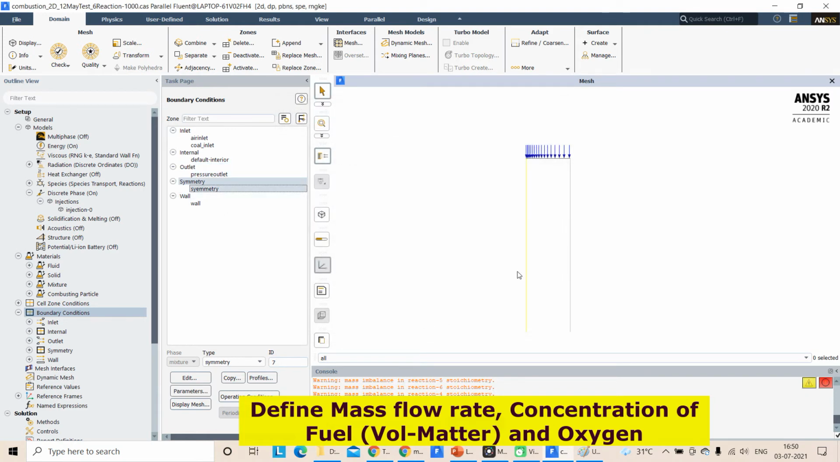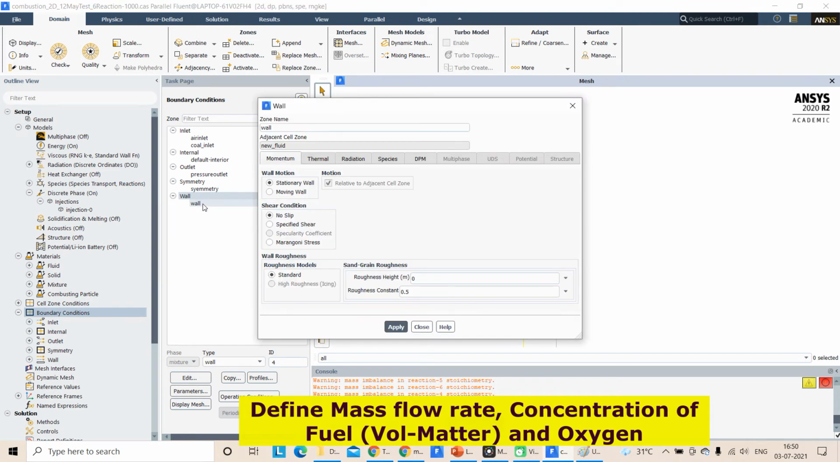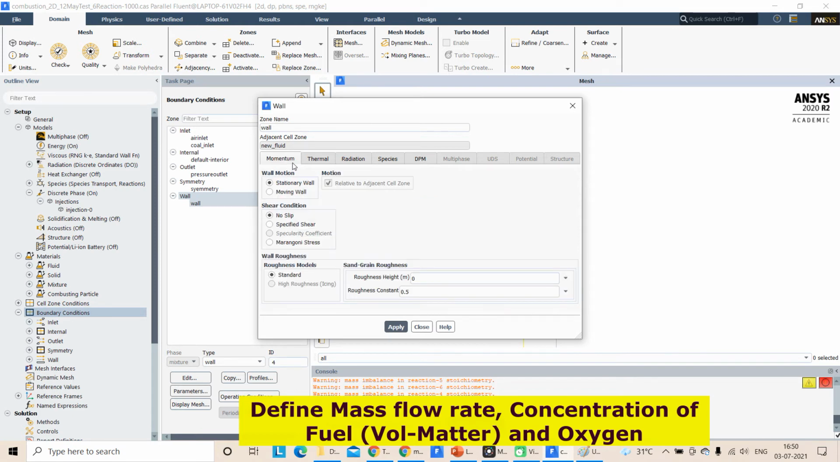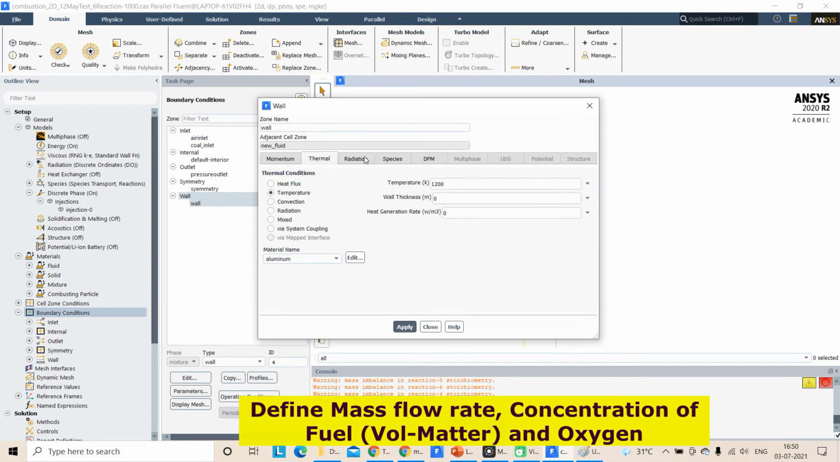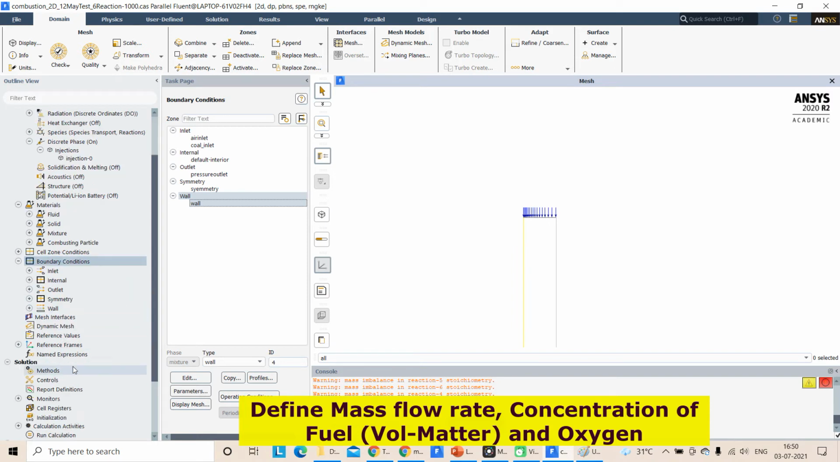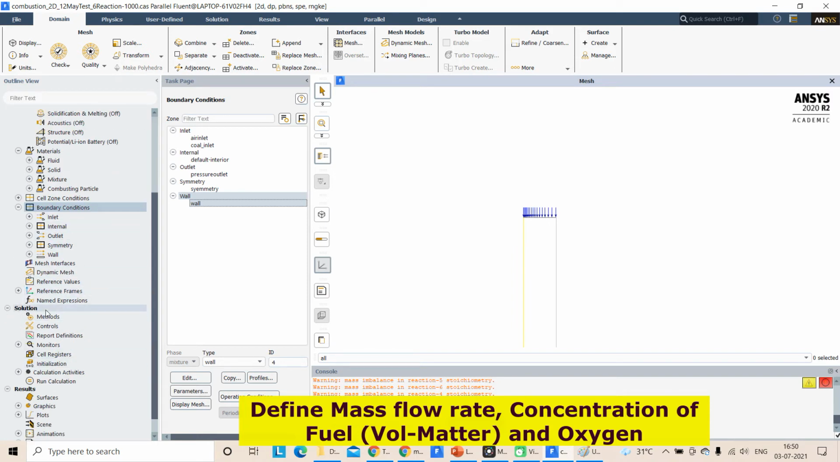Symmetry is also defined. Symmetry is the vertical green yellow line. Wall is there. For the wall DPM, we have to use reflect. Reflect means particles do not deposit; they are reflected. For momentum and thermal, we can fix the temperature as a constant fixed temperature. Then after giving it, go to the method.